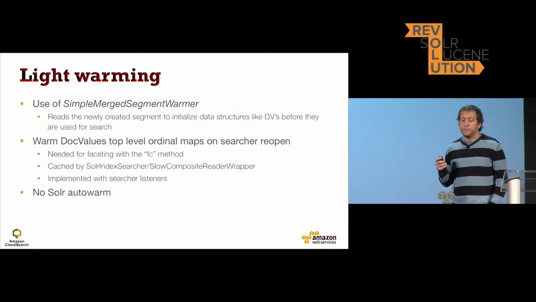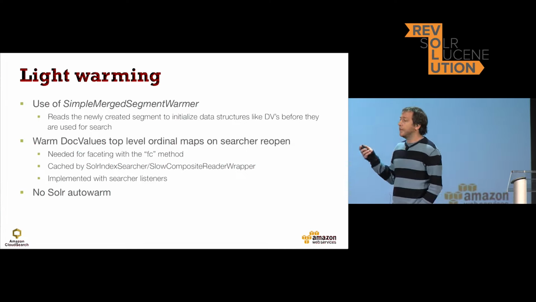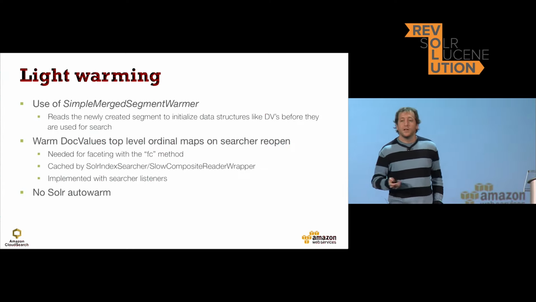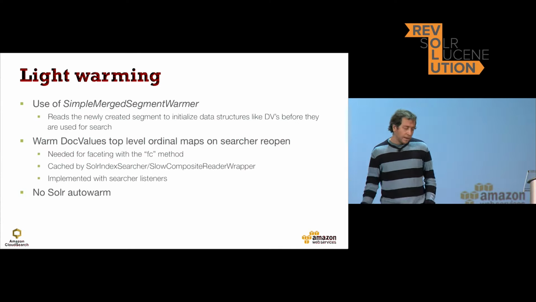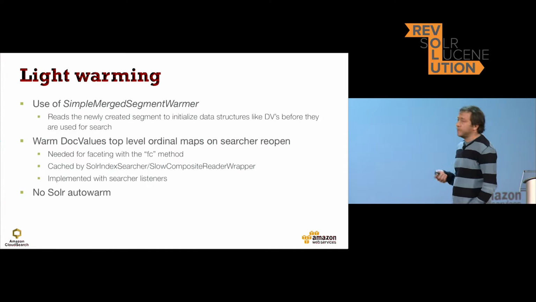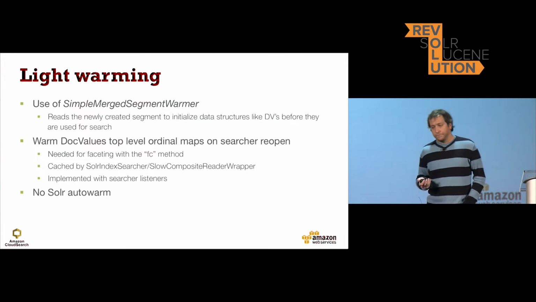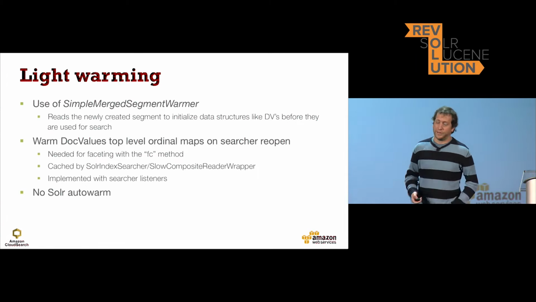We do very light warming. We use the simple merge segment warmer. That's a Lucene class that initializes the structures of the newly created segments after a merge, so that whenever you need to use that segment for search, it's already warm. And Solr requires, for stuff like faceting, the doc values top level cache. So we warm those using a custom searcher listener, that whenever a new searcher is opened, we read those doc values.